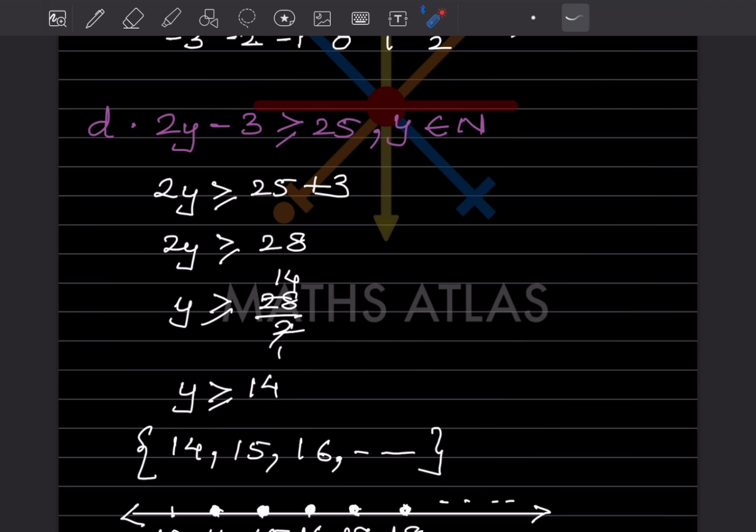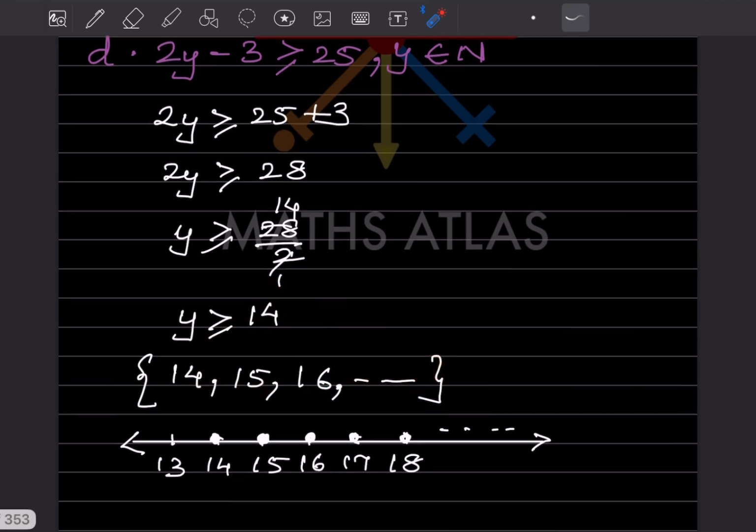So you will start with 14, 15, 16. So 14 should be included because it is equal to also. So I'll put this one. So here will be, put a number line, one number I put extra. So here 14, 15, 16, 17, 18 and so on.